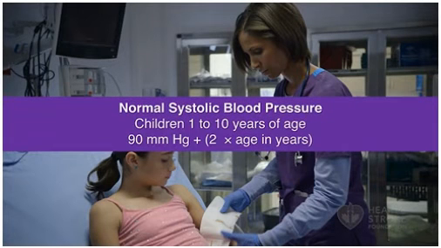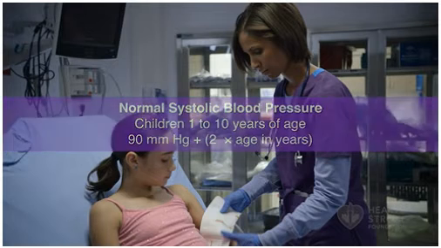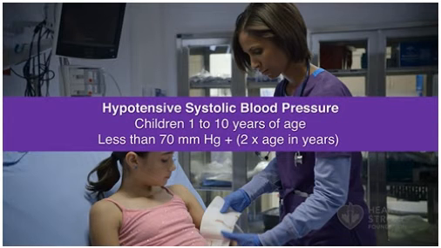Note if the systolic blood pressure is normal or abnormal for children aged 1 to 10 years based on the following formula. A normal systolic blood pressure for children 1 to 10 years of age is about 90 millimeters of mercury plus 2 times the child's age in years. Hypotension for children 1 to 10 years of age is a systolic blood pressure of less than 70 millimeters of mercury plus 2 times the age in years.